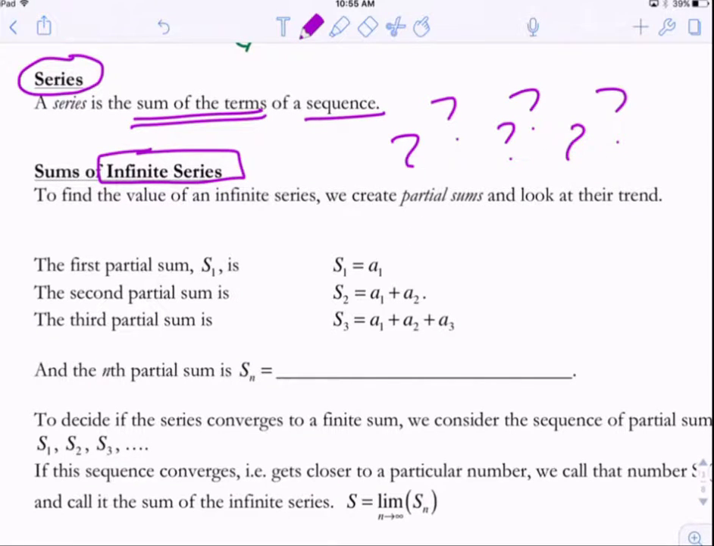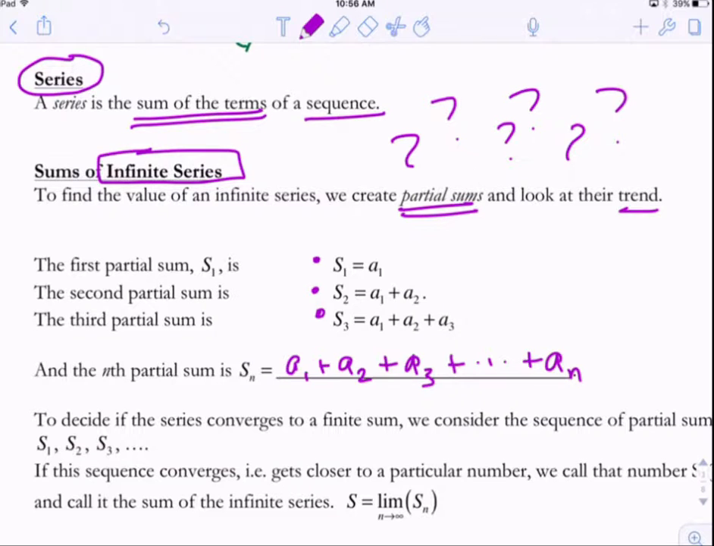So we're going to make a rule for this, and what we're going to do is consider something called partial sums, and we'll look at what their trend is. Partial sums is when you add up part of the series. So the first partial sum is the first term. The second partial sum is the sum of the first two terms. The third partial sum is the sum of the first three terms. The nth partial sum is the sum of the first n terms.